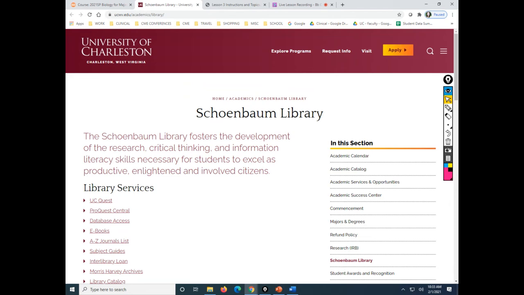For the sake of what I'm doing, I don't care about any of it, except this top link here, where it says Library Services. My top link is UC Quest. This is what we're going to use for our first assignment. This is going to take us to where all of the academic journals are. So I'm going to go ahead and tap on that.